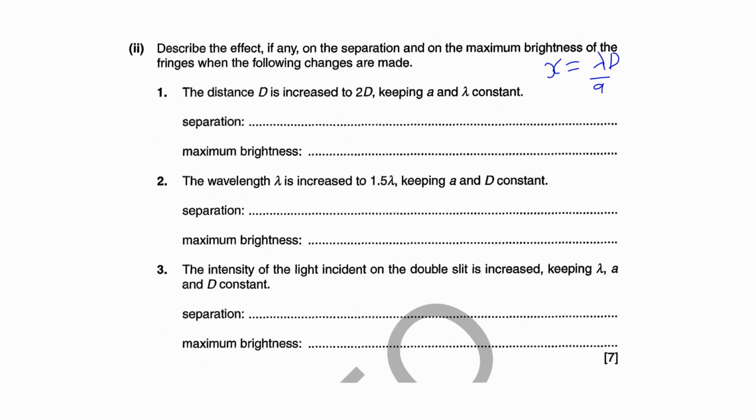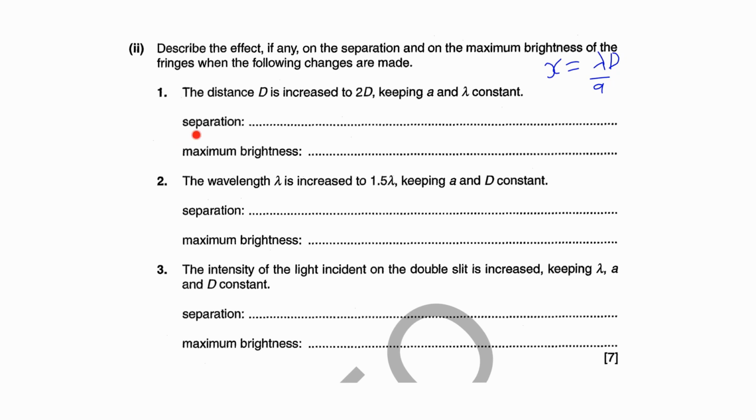So when you double the d, d being the distance from the double slit to the screen, let's use this formula as a reference, x equals lambda d over a. You notice that when d is doubled, your x will be doubled. Now because they specifically mentioned 2d, your value here must also be specifically 2x rather than just increases. So here you would say the separation increases to 2x.